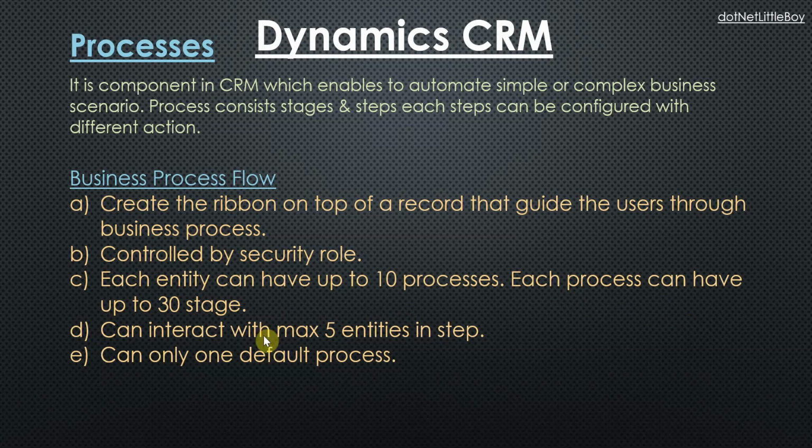In these stages, when you are doing actions, you will mostly be interacting with the related entities of the particular entity where you are going to configure the business process flow. You can interact with up to 5 different related entities there. Also, you can make only one process the default process, and that will be loaded by default when you open the record. On the top of the record, one default business process will be displayed. So these are the key points related to the business process flow.